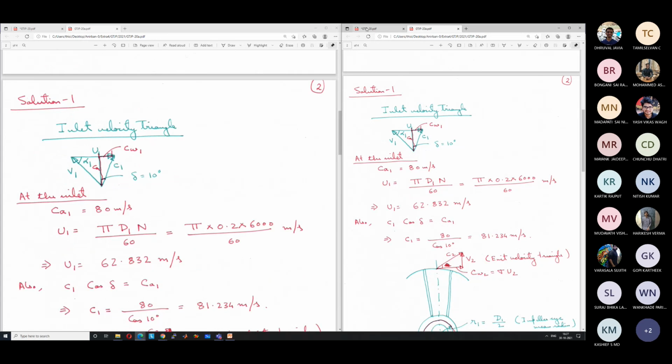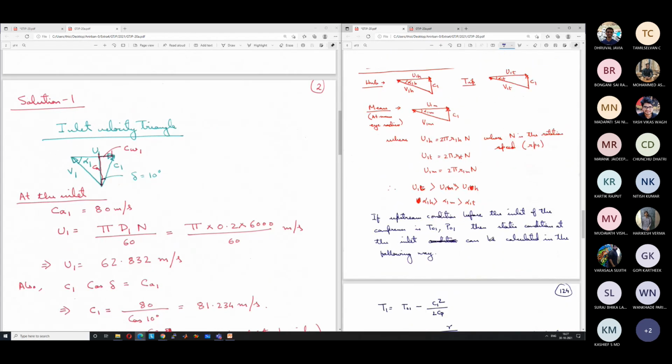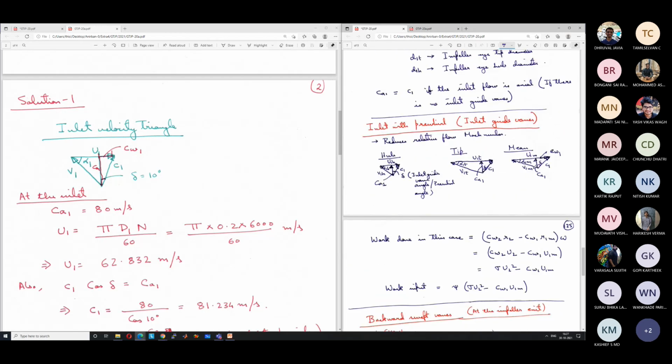So if you look at this with pre-wheel, the inlet velocity triangle looks like this. Right? So at the mean, we have C1 at an angle delta, delta equal to 10 degree, and U1, which we do not know, we have to calculate, and V1 is the relative velocity at an angle alpha 1. Because we are just using mean, I am not using the subscript m here, because all the calculation is just assuming mean.